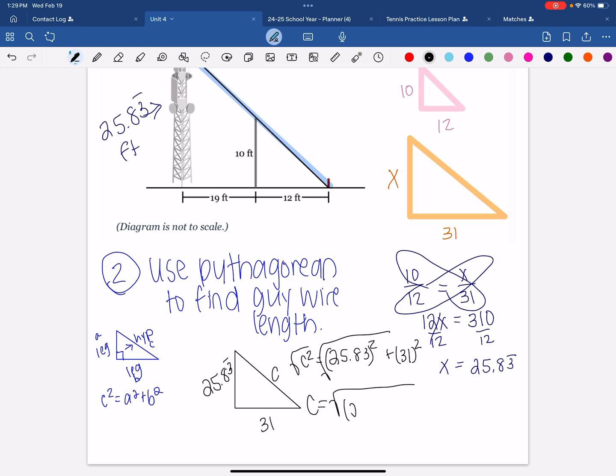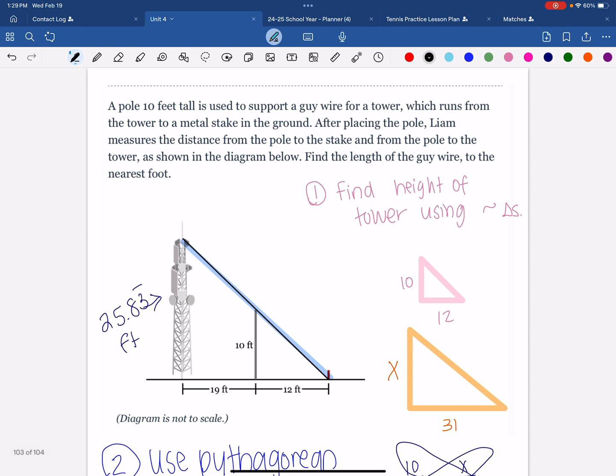You can type this into Desmos exactly like this. Make sure you have your parentheses inserted in there, and it should spit you out a number that you can round to the whole. So square root of 25.83 squared plus 31 squared is 40.3. So when I round that to the whole number, it is just about 40 feet as my answer for that guy wire.